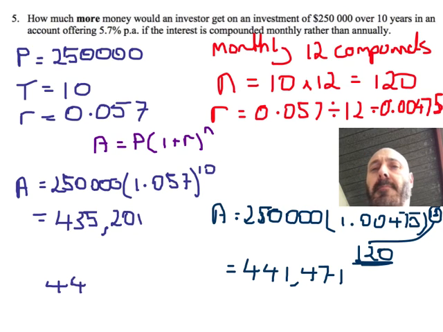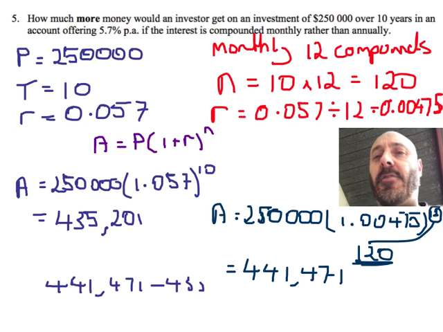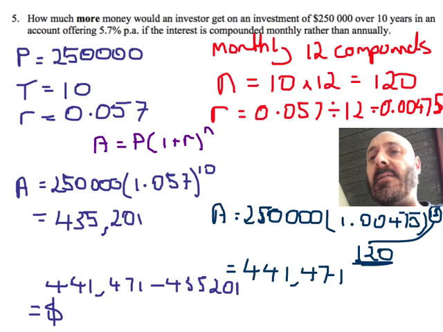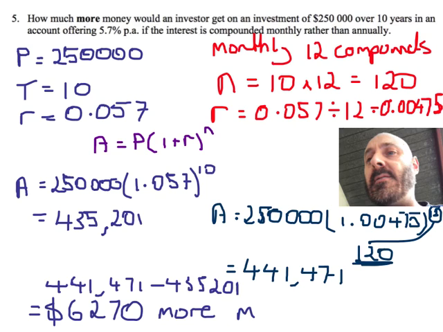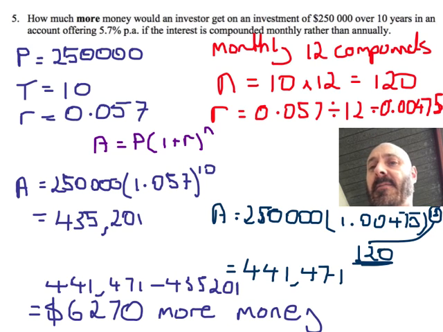And if you can do them, then you've pretty well got this part of the exam under control. For the first part, we're pretty sweet. 250 grand, 1.057 to the power of 10. And if I bang that out, I should get $435,201. I've gone to the nearest dollar for that one.